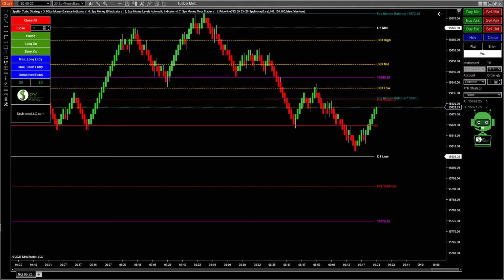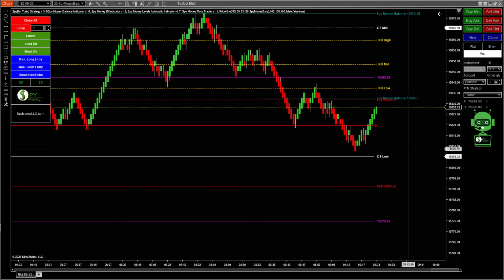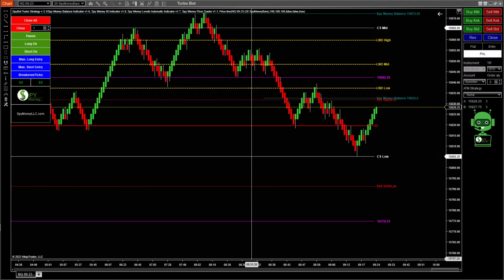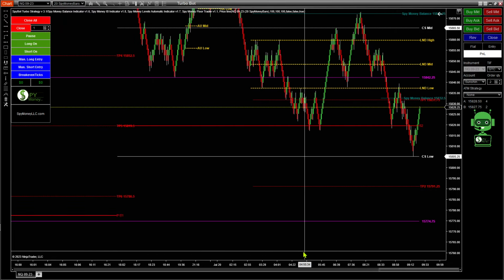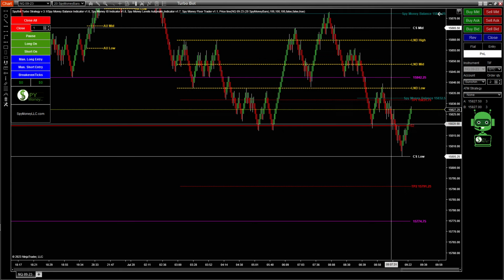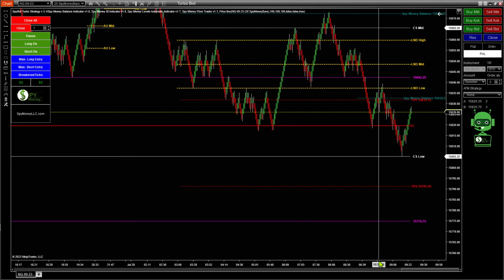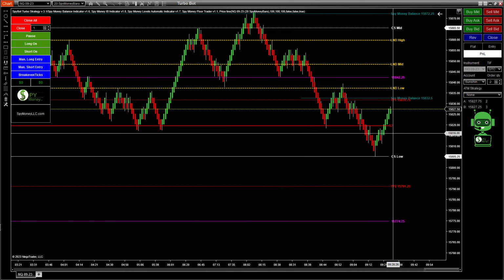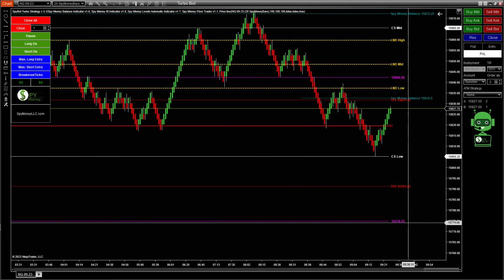I'm running the Turbo Bot today. I normally run this on a 30 Spy Money bar, but today I'm running on a 20. The Turbo is a price action bot. All of these lines on here are extra indicators that we put on just so that we can know where price is going. And currently right now, our S2 is actually building a lot of structure here as far as support. And what we're looking for is to break this and go to the 774.75.